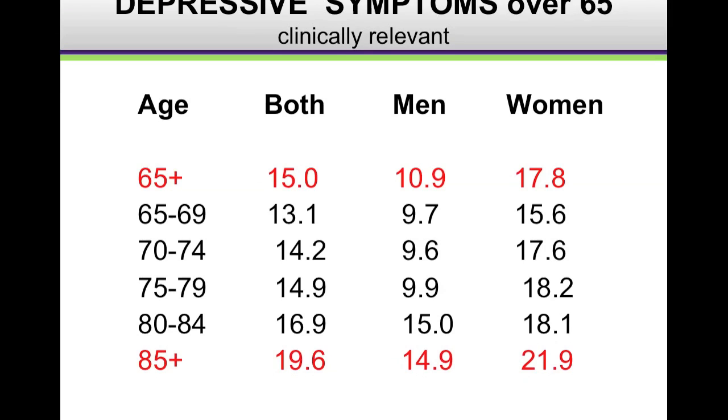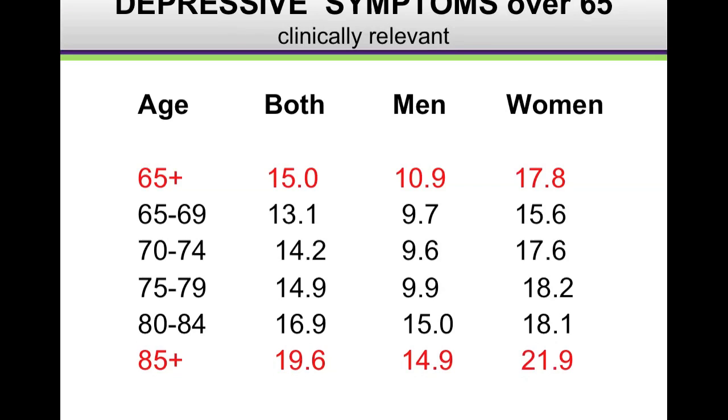Depressive symptoms over the age of 65. This is a rather different pattern from the previous slide. You'll notice that again, for the 10-year cohorts from 65 to 84, there is little depression. It's only over the age of 85 that you find a vast jump in the amount of depression in that population.